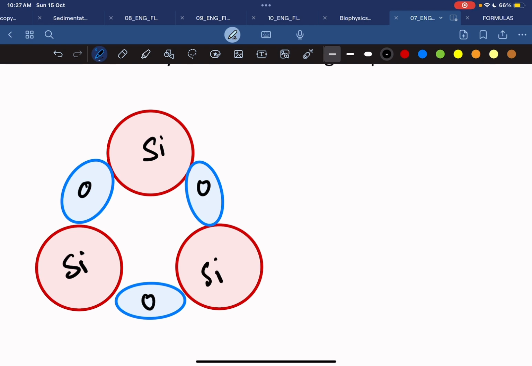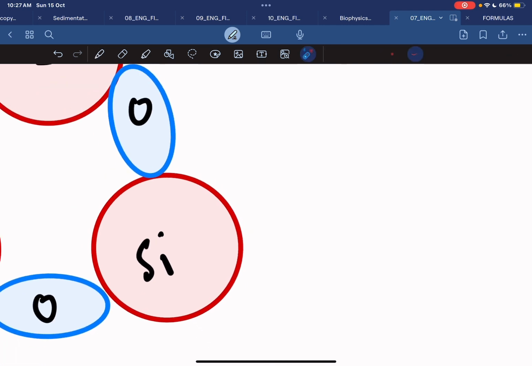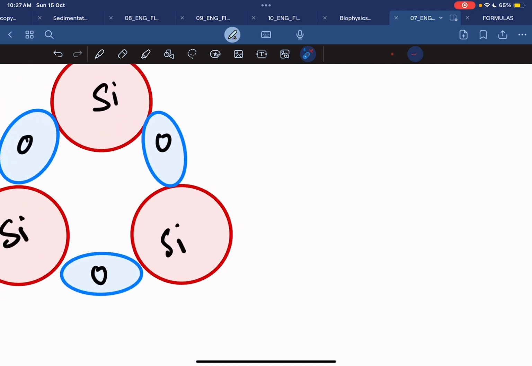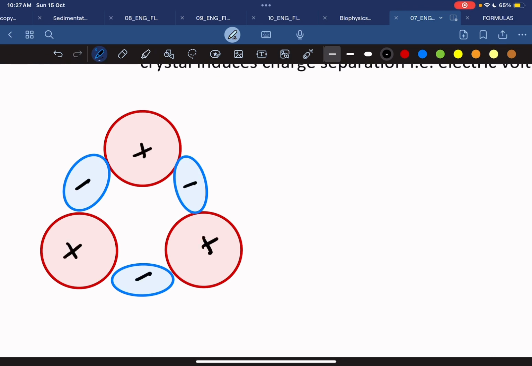Now, if we were to isolate Si and O only, we understand that O has a higher electronegativity, which results in the electrons being more in the orbits of O, which results in a partial negative and a partial positive charge over here. So instead of writing O and Si, I'm going to write them as minuses and pluses, because that's what they have. They have charges like that.